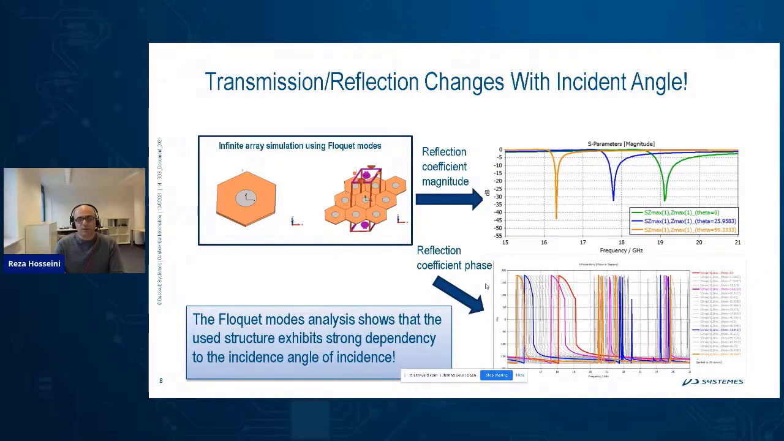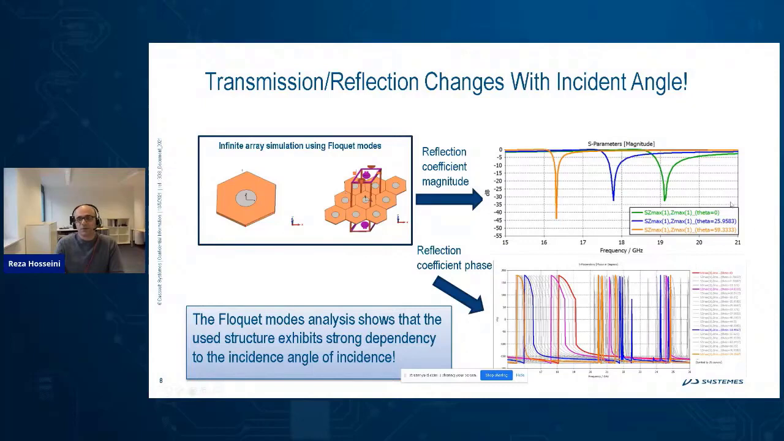But if you do a parametric sweep over different incident angles, we can notice that both magnitude and phase for reflection change. Here we show only reflection, but for transmission it's the same. So that's an interesting effect, and that could actually affect our further simulation results, and that's something we need to take into consideration.